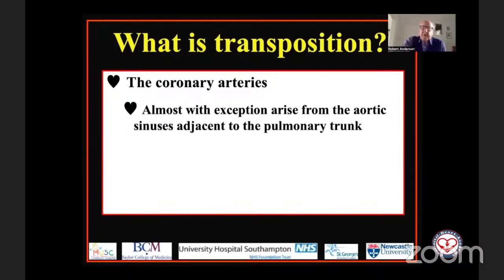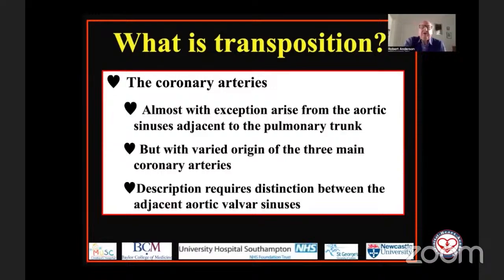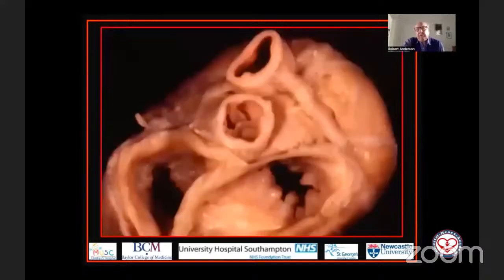But I'm sure you all know the arrangements are not always the same. There can be varied origin of the three main coronary arteries: right coronary artery, the anterior interventricular artery, the circumflex artery. And if we are properly to account for that variation, we need to distinguish between those two sinuses that are adjacent to the pulmonary trunk.